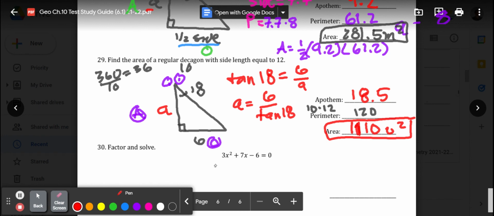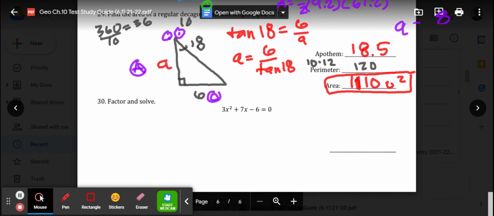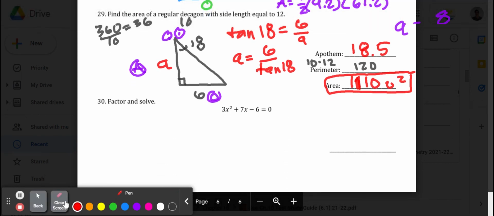All right, last but not least, we're factoring. This is going to be split the middle term. We can't factor anything out of here. 3, 7, and 6 have no common factors. So let's break this down. 3 times -6 is -18, and we want to add to 7. Okay, so let's go through our factors. 2 and 9 sound pretty good. I'm going to go with a +9, -2.